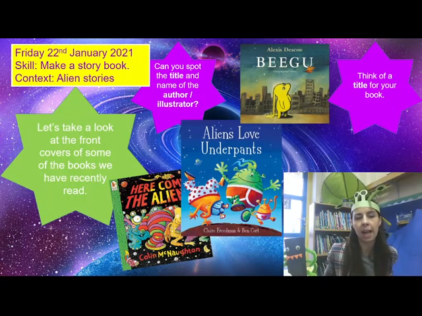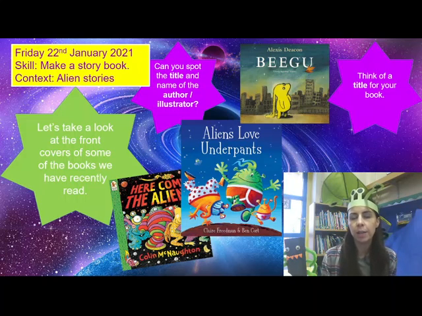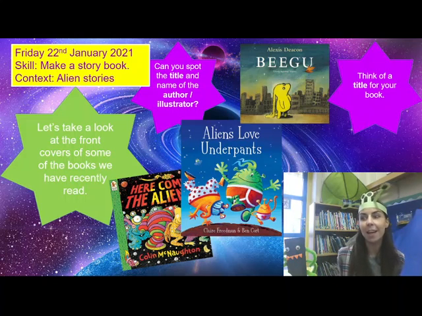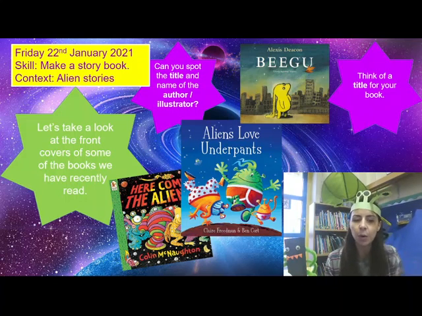Okay, let's take a look at the front covers of some books that we've read recently. And you will notice also on the front cover is the title of the book. So you can see above my head, Bigu, and Bigu is written by the author and illustrated by Alexis Deacon. And we have Aliens Love Underpants, and that is written and illustrated by Claire Friedman and Ben Court. And then we loved listening to the story of Here Come the Aliens. So you can see that's the title on the book, and the author and illustrator is Colin McNaughton.